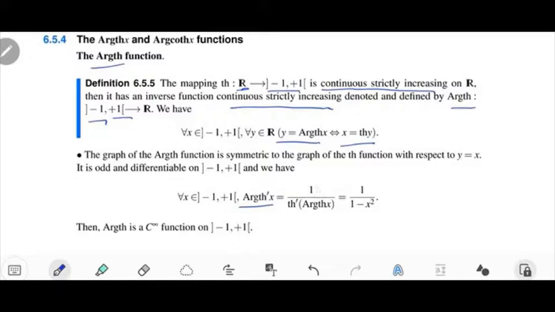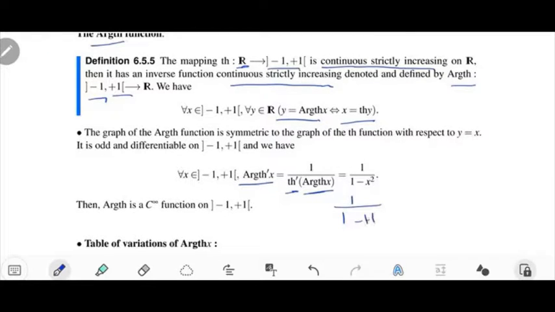And the derivative of arcth is 1 over the derivative of th at the point arcth x, which is 1 over 1 minus th squared. The derivative of arcth x is equal to 1 over 1 minus x squared. So this is the derivative of arcth.